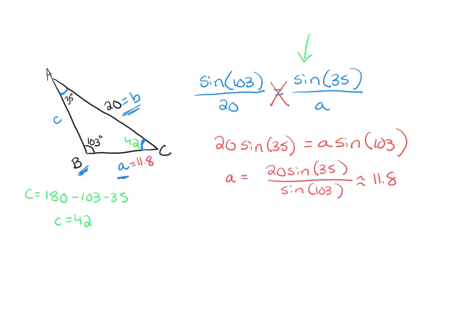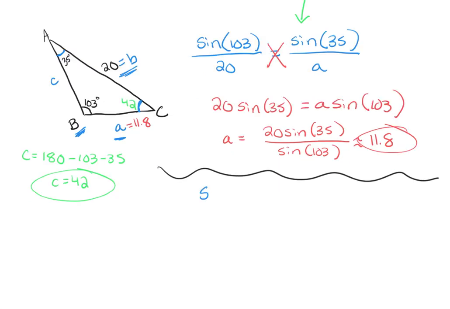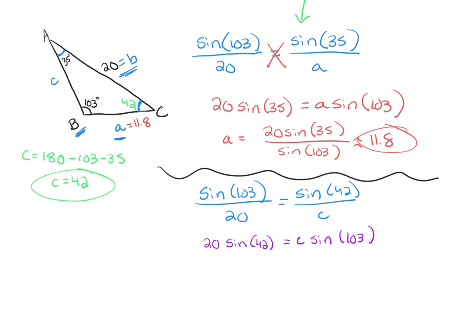And now we can set up another proportion like this, except using angle C to find side length c. So I can use sine of 103 again over 20 equals sine of now 42 over side length c, and we can cross multiply again. And then we can divide. So to find c, we'll do 20 sine 42 divided by sine of 103, and we should get about 13.7. So there we have all three side lengths and all three angles, so we've completely solved this triangle.